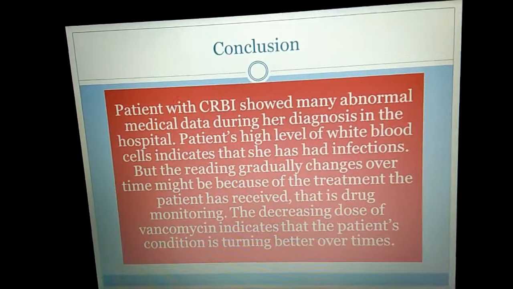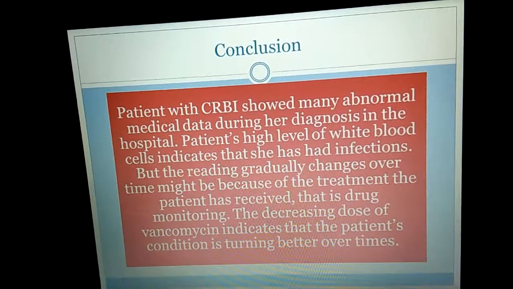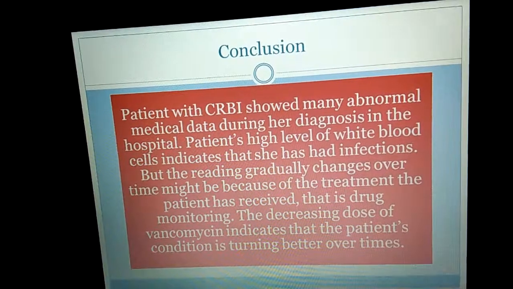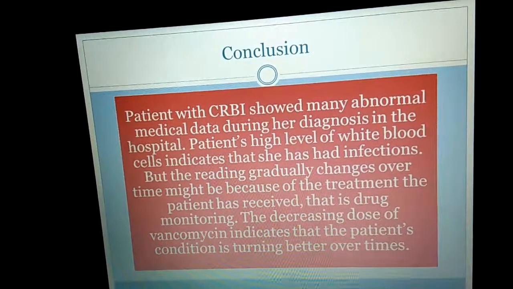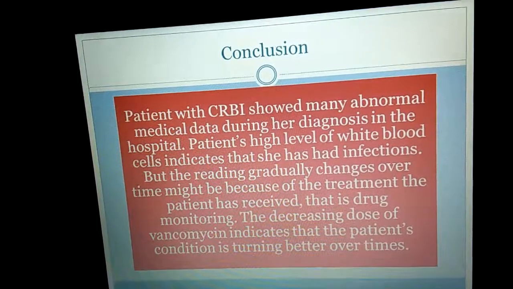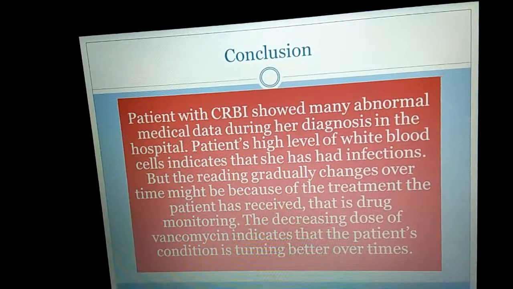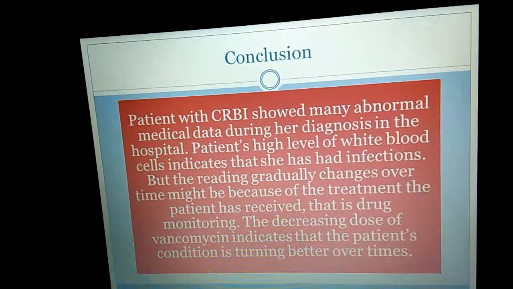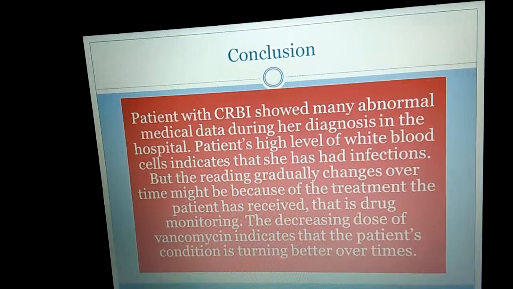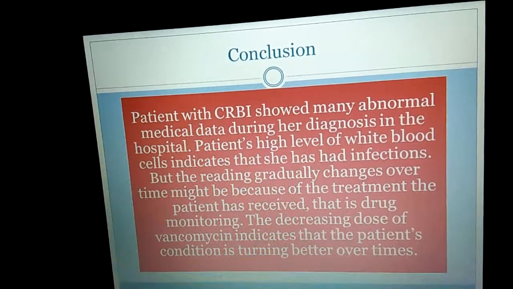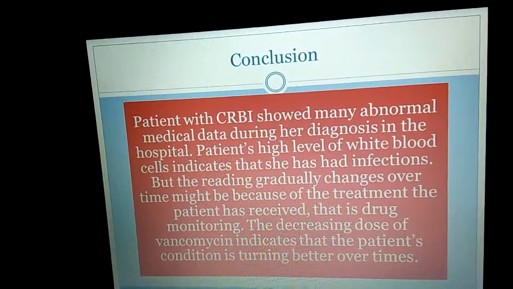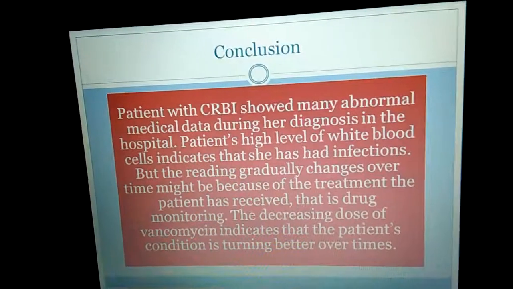Conclusion. In conclusion, the patient with CRBI showed many abnormal medical data during her diagnosis in the hospital. The patient's high level of white blood cells indicates that she has had infections, but the reading gradually changed over time, which might be because of the treatment the patient has received, that is, drug monitoring. The decreasing dose of vancomycin indicates that the patient's condition is turning better over time.